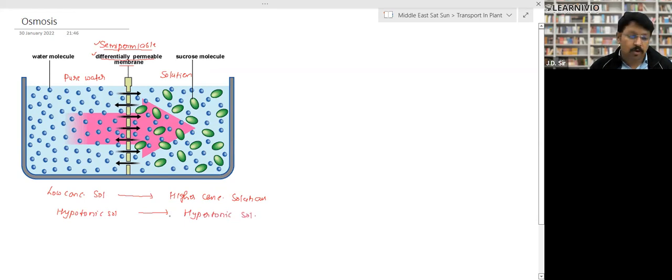Or we can say movement of water molecules from their higher concentration. Now we are talking about the individual water molecule. So water molecule concentration is higher over here and lower here. Movement of water molecules from higher concentration to lower concentration. All these things are the same. Is it clear or not? Tell me.